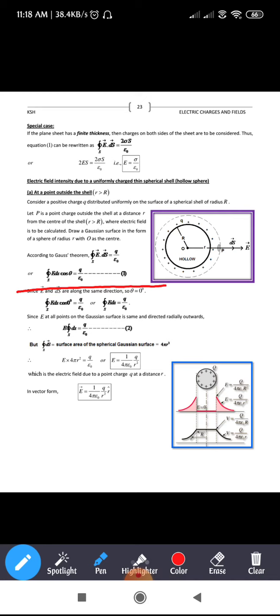In the next line, we are going to substitute the value of theta. The value of theta between vector E and vector ds is 0 degrees, and since cos 0 is equal to 1, we can write the equation as integral of E ds is equal to q divided by epsilon naught.